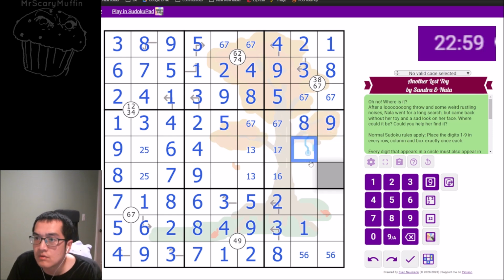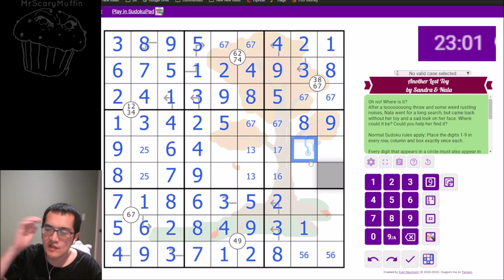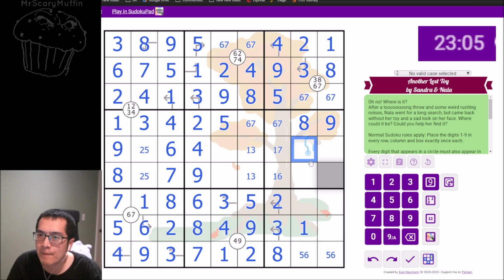What is this? Oh, it's this little flingy thing. Totally a dog toy. Gotta treat your flingy things well.